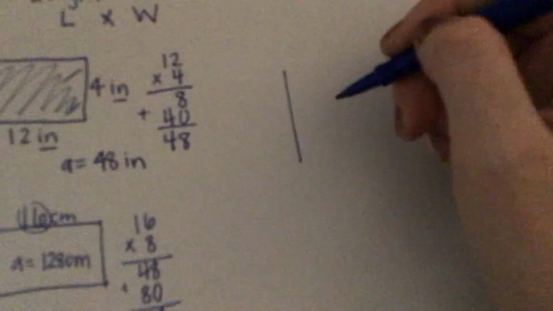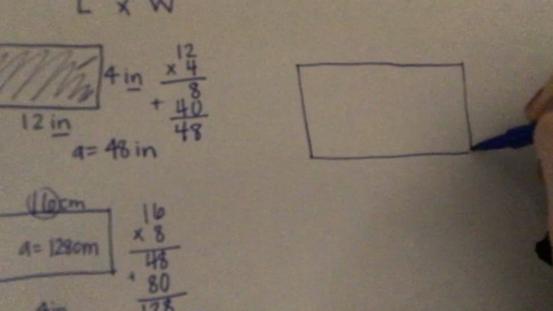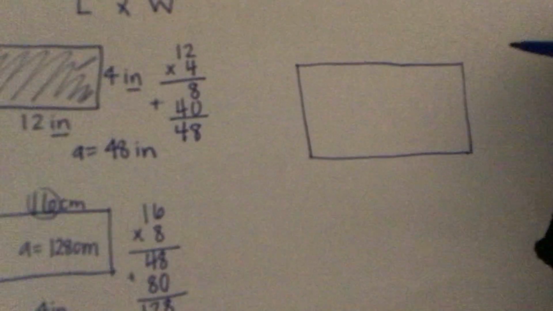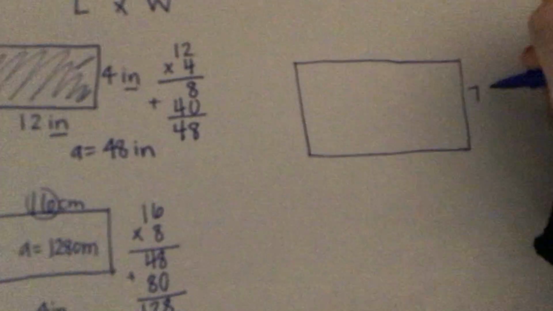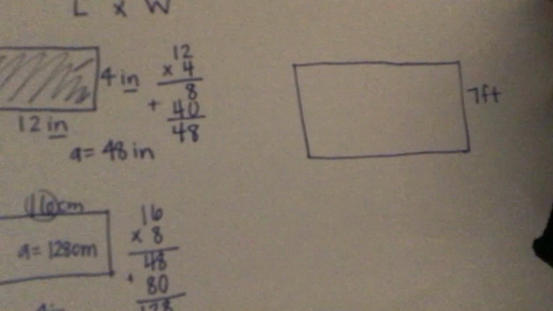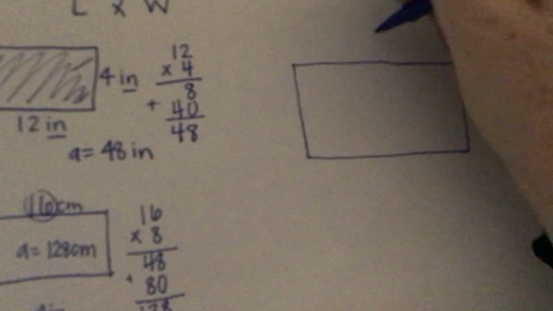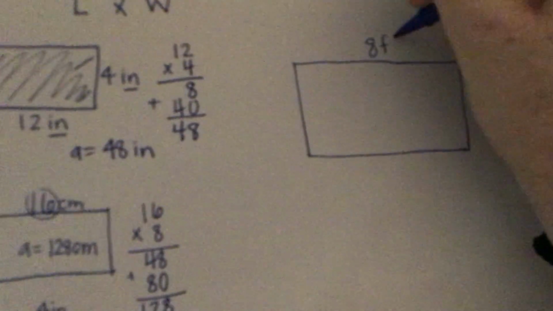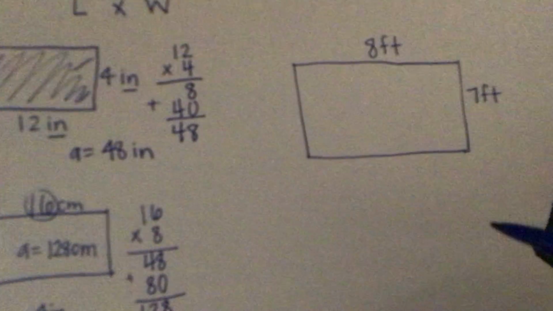I'm going to change the numbers up a little bit. So it says George has a rectangular deck. So I'm going to draw a rectangle. This is George's rectangular deck. It says that it is 7 feet wide, and we'll say 8 feet long. And that is obviously not a perfect scale.